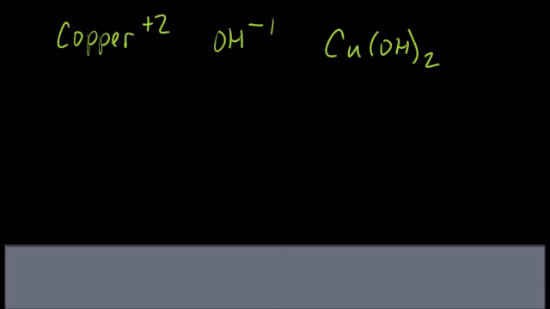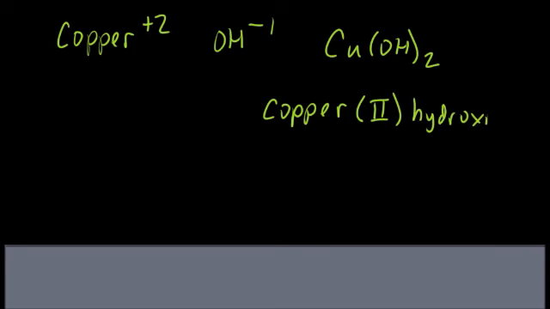giving us a neutral compound. And this is going to be, in Stock system, we have copper, the name of the metal. And the charge is +2, copper(II). And finally, just use the name of the polyatomic, copper(II) hydroxide. Hopefully this little tutorial on the naming of both covalent and ionics will help you through the module.